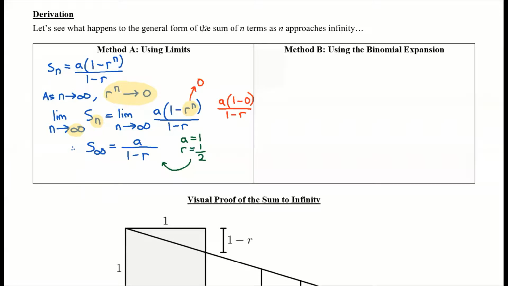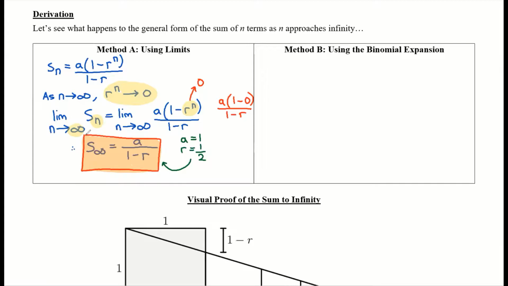Let's make that look really important. Let's make it look all colorful. So that's the sum to infinity. It's a really nice formula, and you'll be pleased to know this is given to you in your formula booklet, along with the sum of n terms of a geometric series as well. So it's nice and simple.